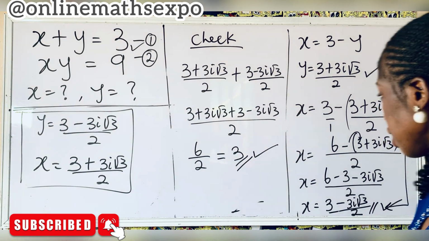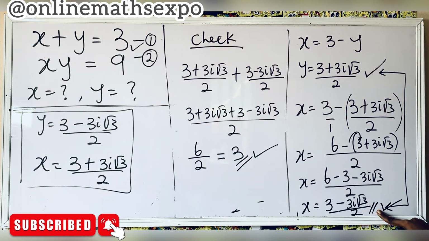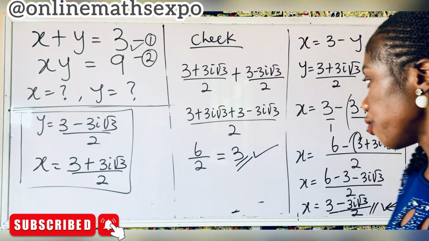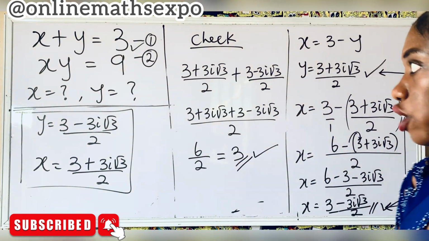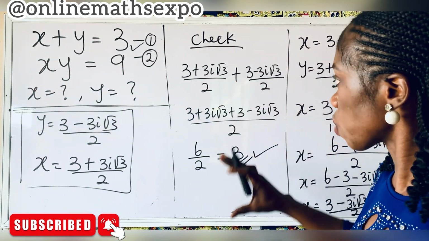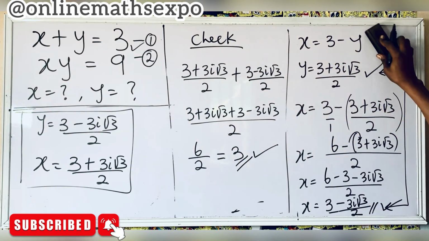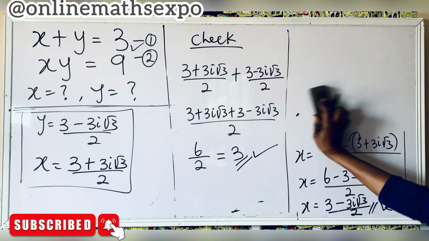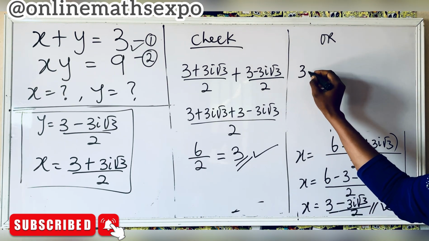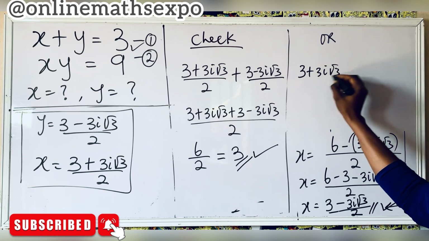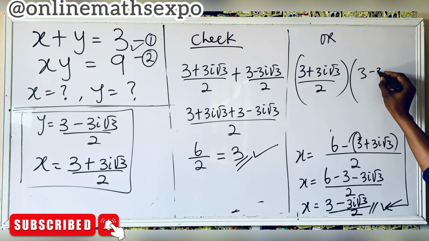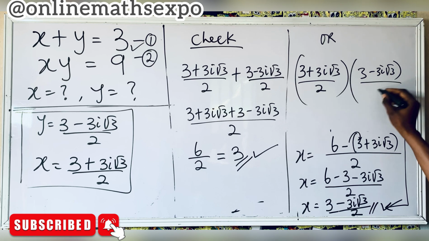So you can try this, put in the value of x as this and this y value into this. Let's still know if it will give us the same thing. You can also try for when it is the product. So in that case, you multiply these two results. Let's try that one finally. So if you multiply the two results, we have x is 3 plus 3i root 3 over 2. Then we are multiplying with our y, 3 minus 3i root 3 over 2.